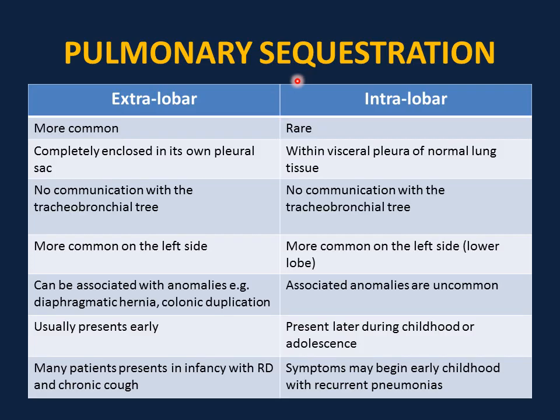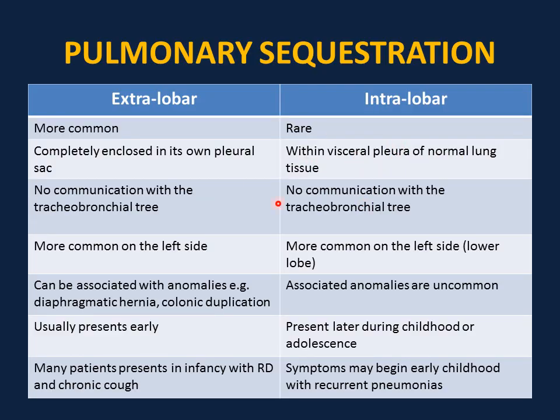Pulmonary sequestration. In this table, we'll learn the difference between the extralobar sequestration and intralobar pulmonary sequestration. The extralobar is more common, and intralobar is rare. The extralobar has its own separate pleural sac, so it is covered in visceral and parietal pleura separately from the lung. The intralobar is within the visceral pleura of the normal lung, as the name suggests.